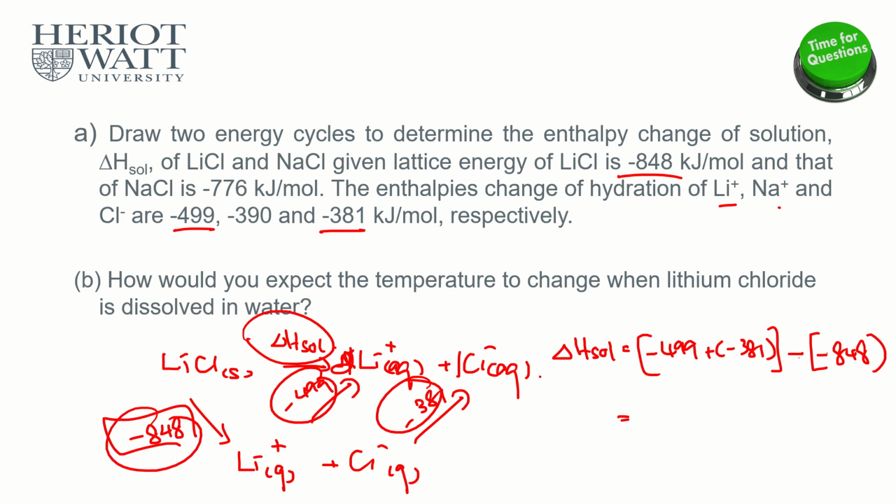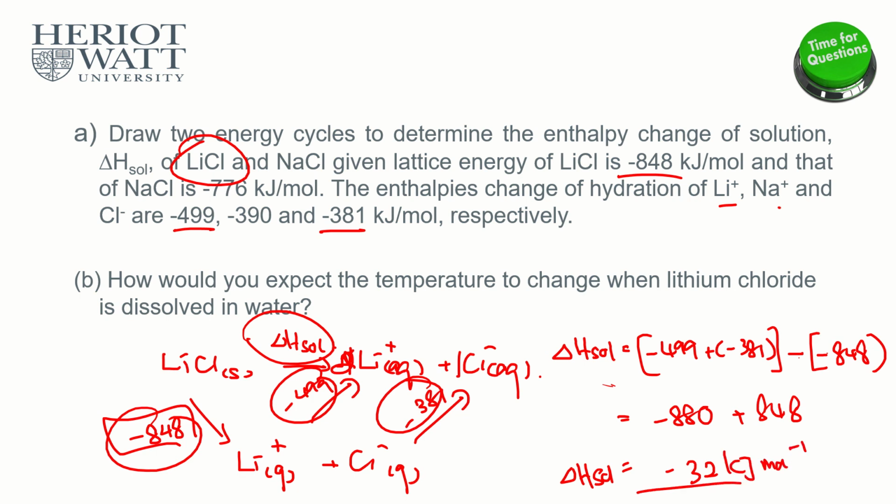Let me do a quick calculation here. Negative 880 plus 848. Nice. So it's negative 32. So the enthalpy change of solution for lithium chloride is a negative value. Don't forget about the unit, kilojoules per mole. So lithium chloride, is it a soluble or insoluble salt? Because it's negative, it is a soluble salt.